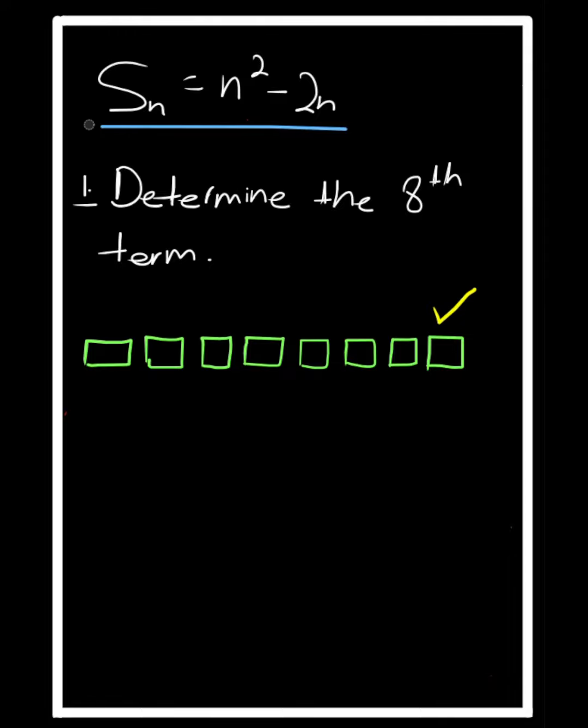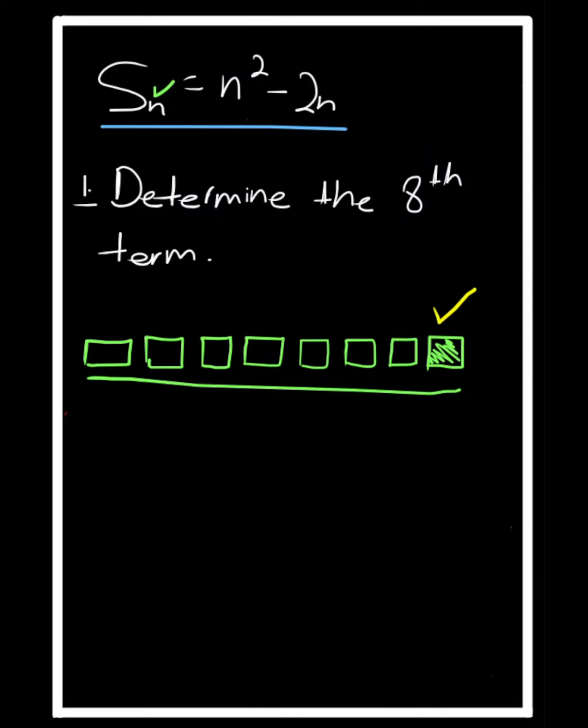But this formula of Sn, the sum formula, only calculates the sum of all the terms. So if we substitute S of 8 where there's n, we'll only find the sum of all the terms, but we're not looking for the sum of all the terms. We're only looking for the 8th term. How do we do that?